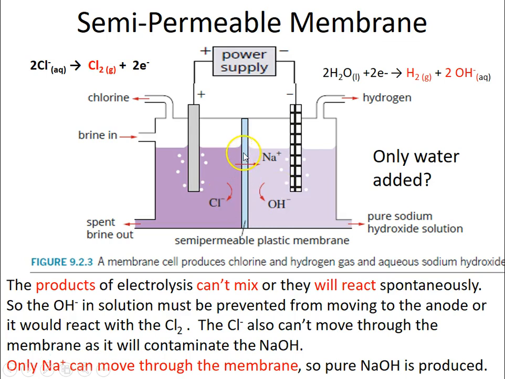This membrane only allows cations to move, so the sodium, which is a cation, moves across. So there's sodium already in here, sodium chloride, but more sodium would move across, and it would make sodium hydroxide. So you've made the hydroxide from the reaction, and you're adding sodium ions to the hydroxide that's been formed.